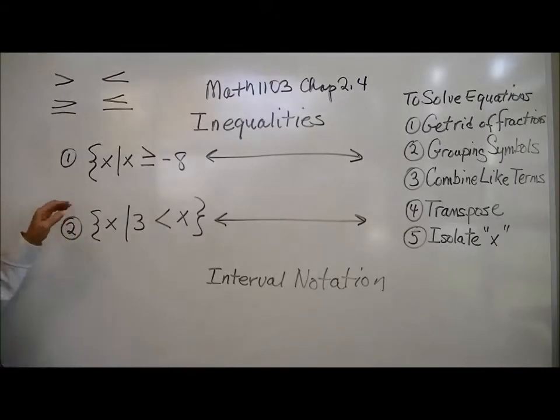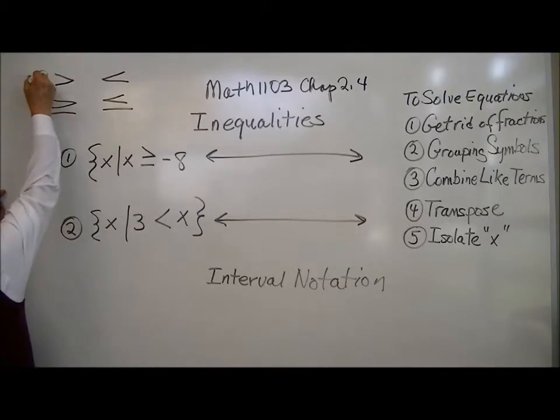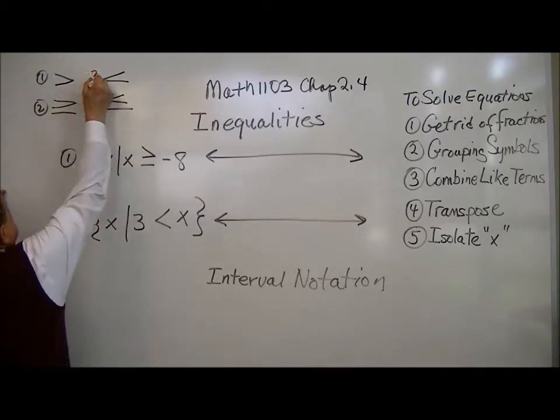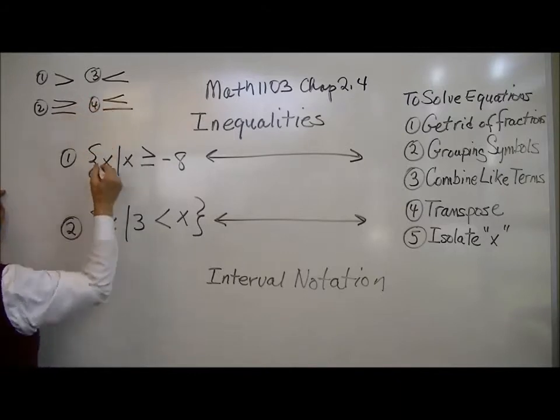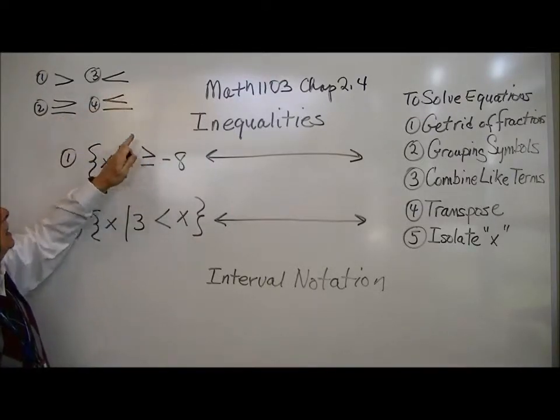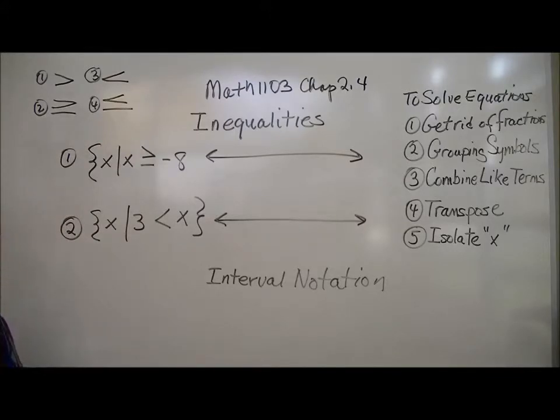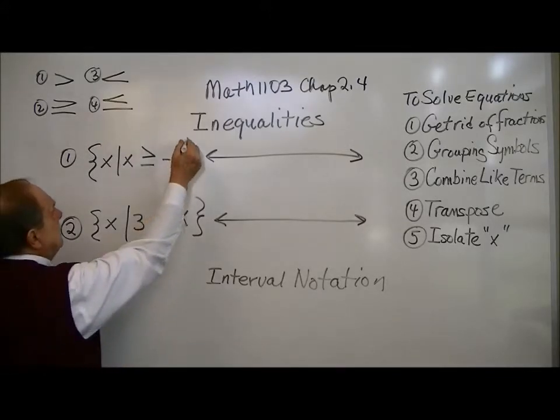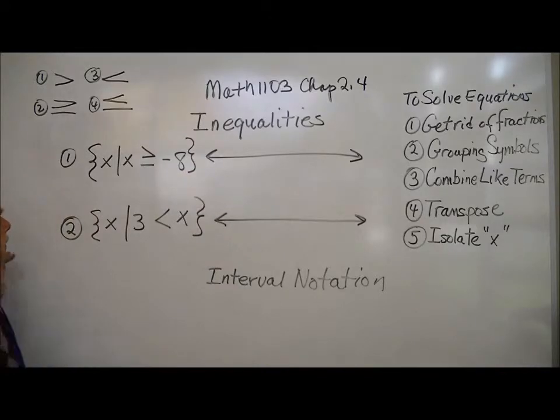Now, an inequality uses one of these four signs here. This will be 1, 2, 3, 4. This sign is read greater than or equal to, less than or equal to. And then it's given in set builder notation. This is our first example.